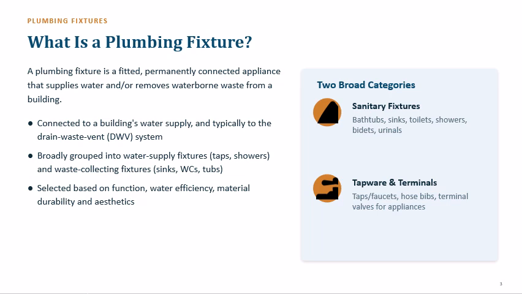So it is mainly classified into two broad categories. The first one is sanitary fixtures, and the other one is taps and terminals, that is for the water supply. Sanitary fixtures include bathtubs, sinks, toilets, showers, bidets and also urinals. Taps and terminals include taps or faucets, hose bibs and terminal valves for appliances.